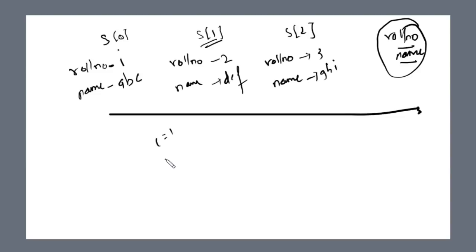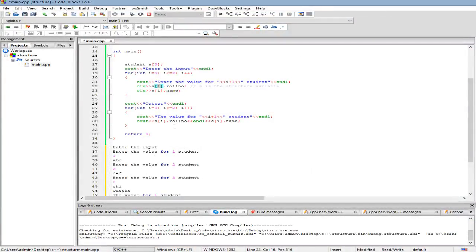Again there also I have mentioned the indexes, so in the display as well. When I go, I give a cout of s of i dot roll number and s of i dot name. So this is the statement that I have given in the cout statement. If you want to take a look, just take a look at it. The statement is cout s of i dot roll number, then cout s of i dot name.